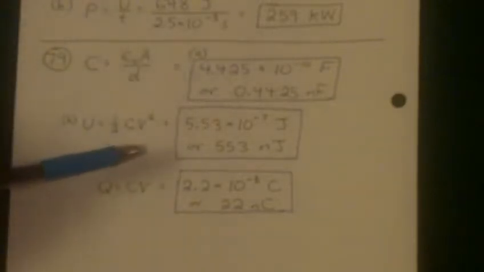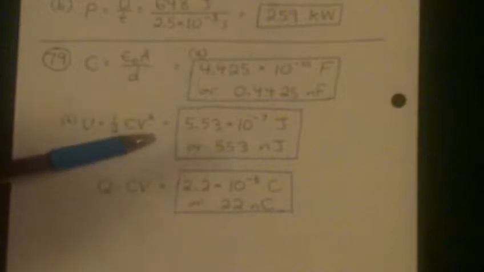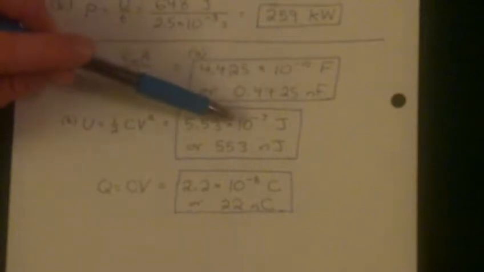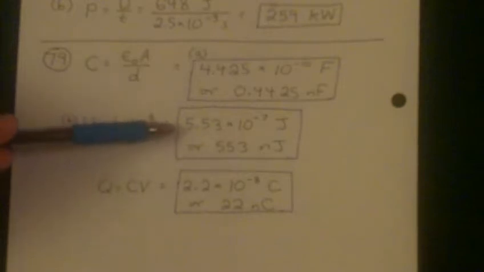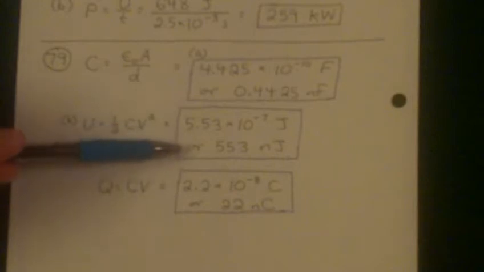For part B, if I want to get this in nanojoules, well, nano is 10 to the negative 9. And so to go from 10 to the negative 7 to 10 to the negative 9, we're cranking this power of 10 down by 2 powers of 10. So we balance it out by cranking this one up by 2 powers of 10. It becomes 553 times 10 to the negative 9, or 553 nanojoules.